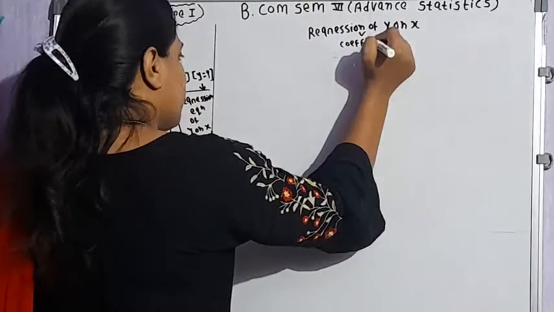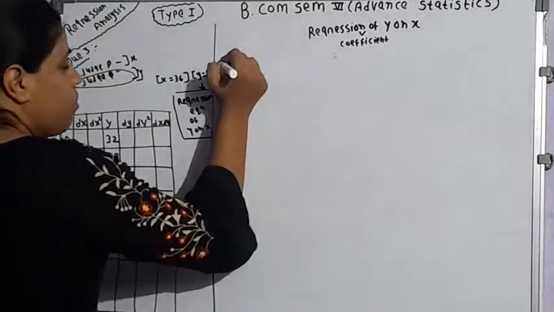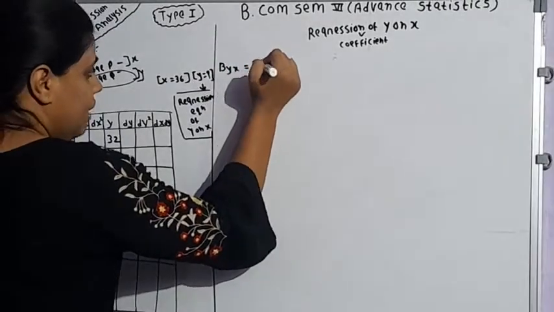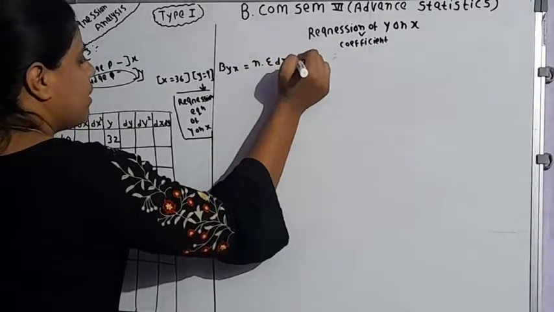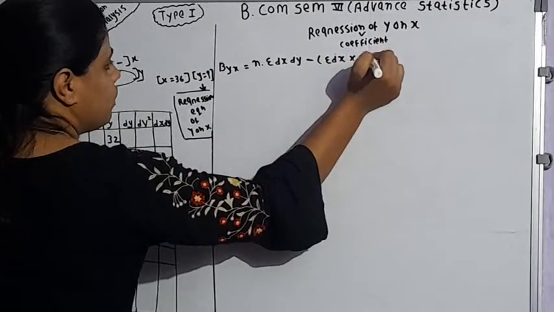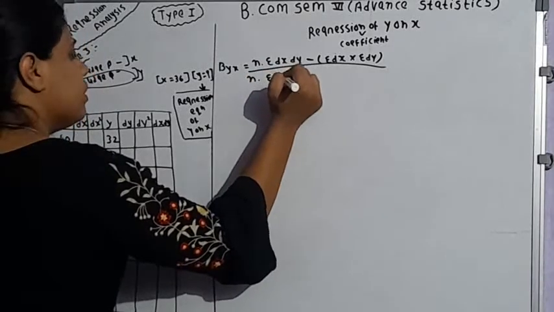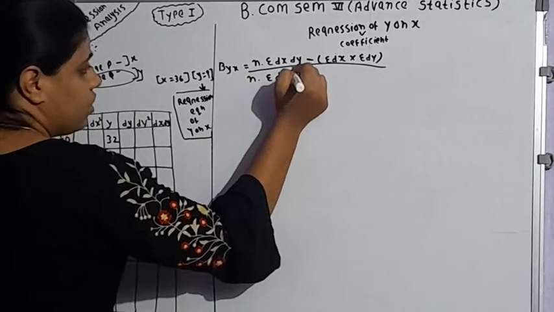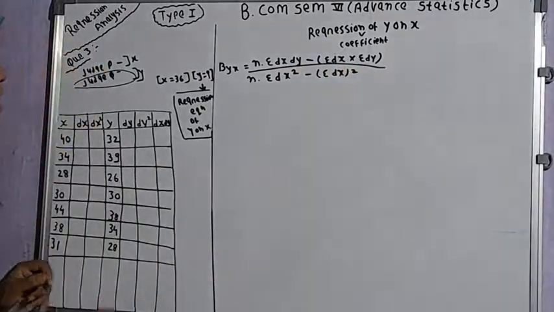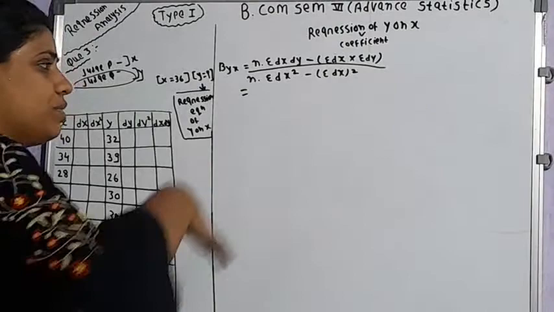Okay. So what is the formula to find out the regression coefficient of y on x? It's byx is equal to n into summation dx dy minus summation dx into summation dy, upon n into summation dx square minus summation dx whole square. Okay. So for finding out this regression coefficient of y on x, we have to put in these values.